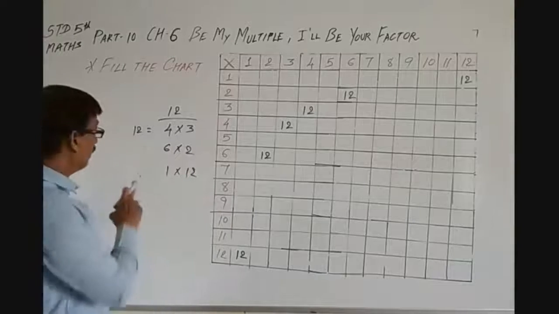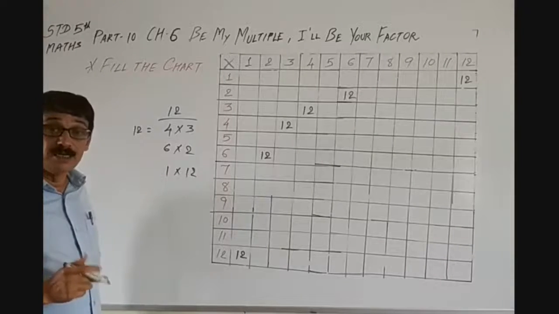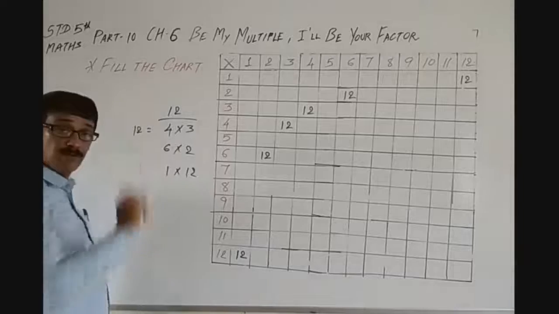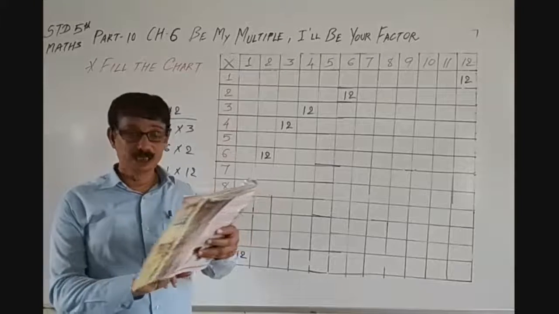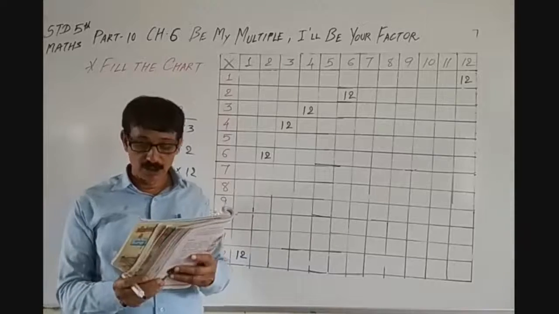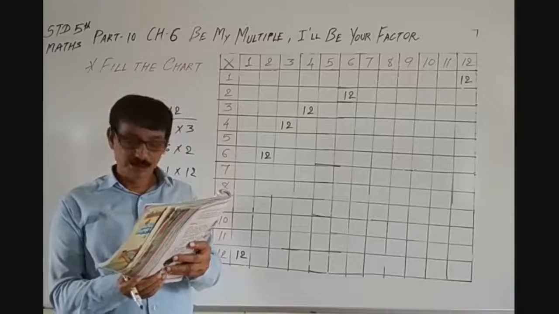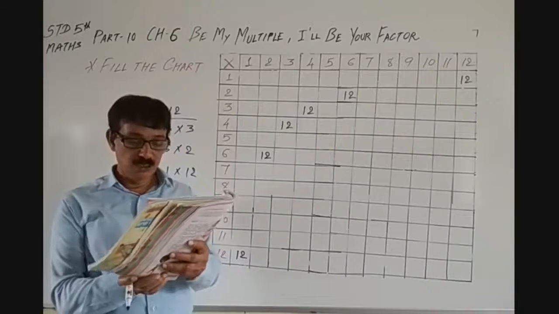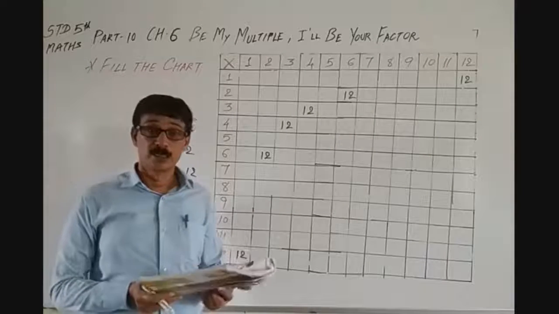Same way, 12 is equal to 1 times 12, isn't it? That is why 12 is a multiple of both 1 and 12. Okay, so it is written over here 12 is equal to 4 multiplied by 3, so 12 is a multiple of both 4 and 3. 12 is also a multiple of 6 and 2 as well as 12 and 1. We say 1, 2, 3, 4, 6, 12 are factors.